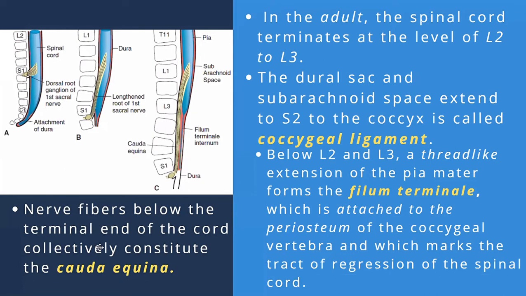In the adult, the spinal cord terminates at the level of L2 to L3. The dural sac and subarachnoid space extend to S2 to the coccyx, and it is called the coccygeal ligament. Below L2 and L3, a thread-like extension of the pia mater forms the filum terminale, which is attached to the periosteum of the coccygeal vertebra and which marks the track of regression.